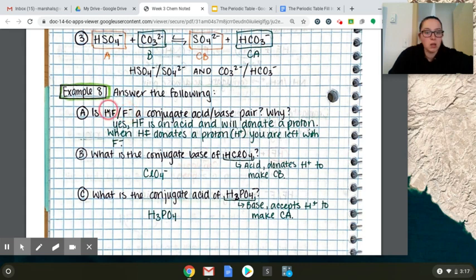Yes. You can also do the same thing with bases. Well, if I accepted a proton, would it turn into this? No, it wouldn't. So this isn't a base. But if I donated a proton, it would turn into this. So that's an acid-base pair.